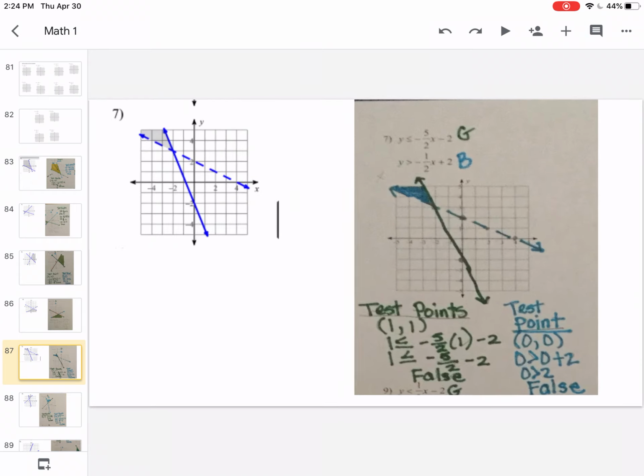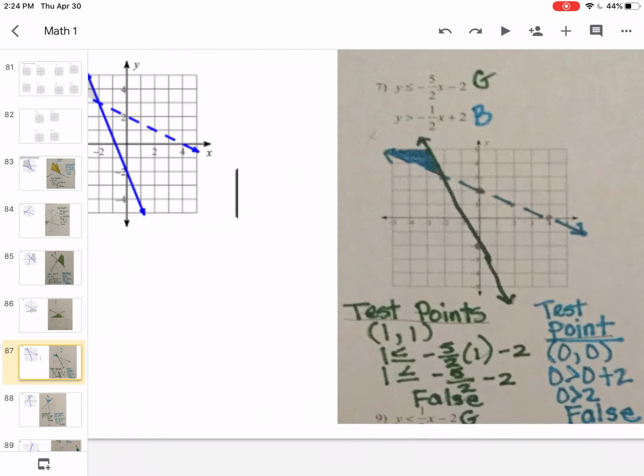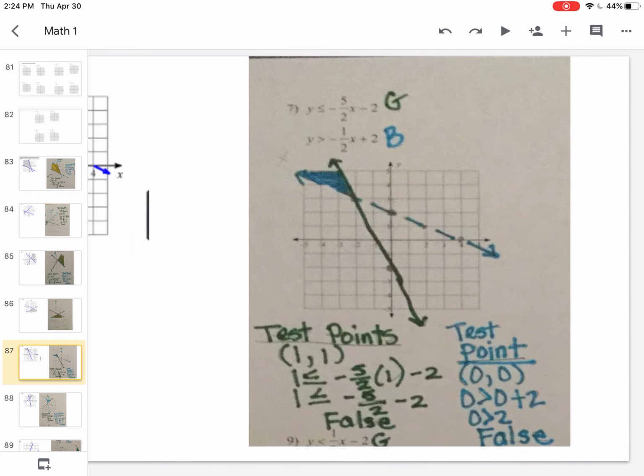For the next one, we have one dashed one, and then we have another solid line, okay? So the first test point I did was 1 and 1. I put those in, it was false. And then I did test point 0, 0 was false. So I was able to find the shaded area.